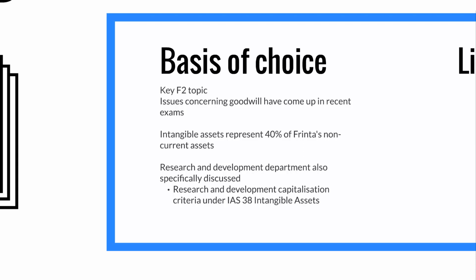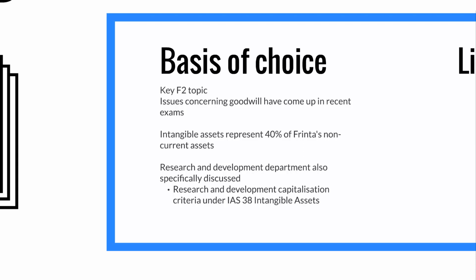Now, goodwill is also part of group accounting, but there have been some recent exam questions about how you account for goodwill, the types of goodwill, and how that can apply to a pre-seen company. So it's recommended that you do learn about intangible assets, especially given that 40% of Frinta's own non-current assets are in fact intangibles. So it does play a significant part in the company's balance sheet.